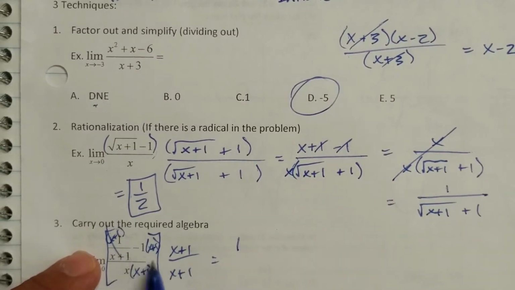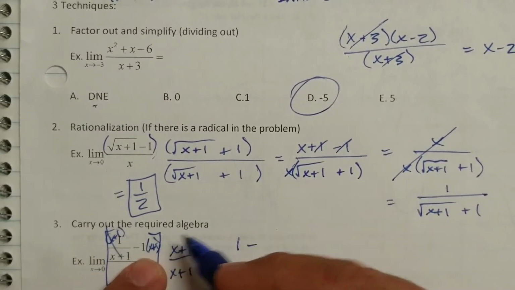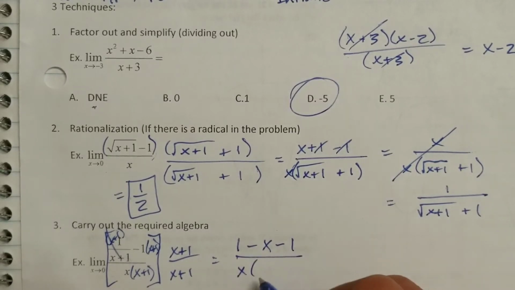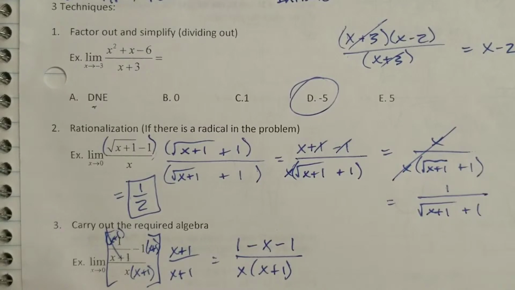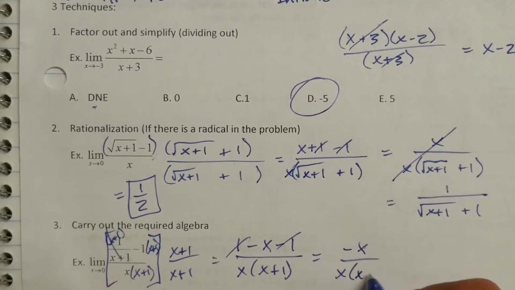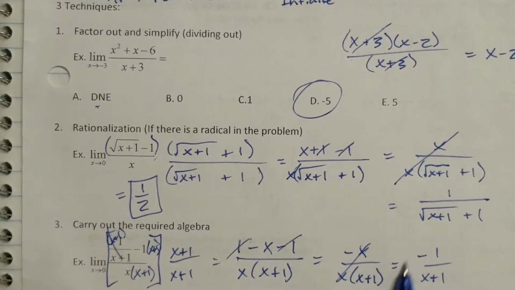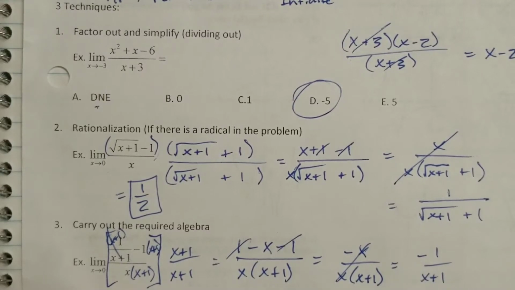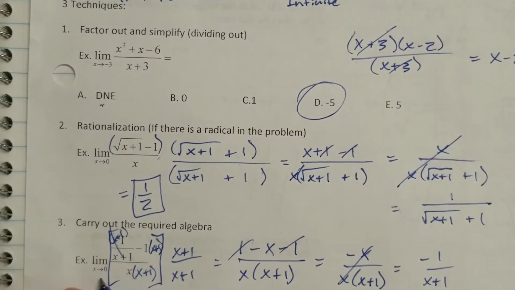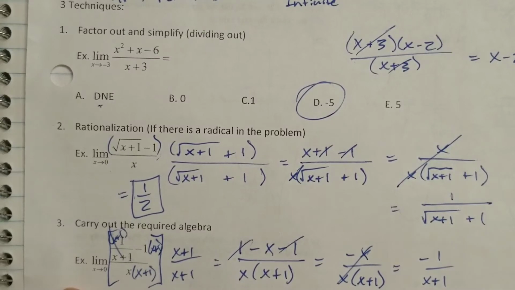So we get a 1 there, minus, I'm going to distribute that negative 1, so it'll be x minus 1. And then down here, it'll be x times x plus 1. So we end up with a negative x over x, and we end up with negative 1 over x plus 1. So we have this rational that moves left 1, reflected, but it has a hole at 0. Since we know it's a hole, just plug that 0 in, and you're going to get a negative 1. So the limit value is negative 1.